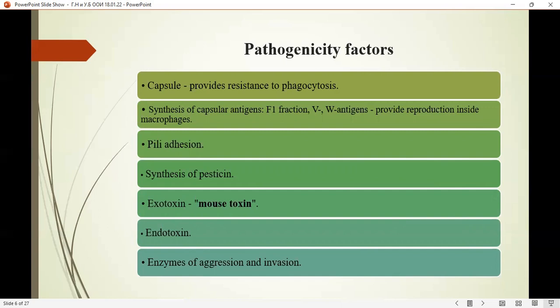activity of macrophages. Significant importance in the pathogenicity of Yersinia pestis has a mouse toxin, which blocks the functions of cellular mitochondria of the liver and heart, and also causes the formation of blood clots. Mouse toxin refers to protein toxins tightly bound to the bacterial cell, the synthesis of which is controlled by a plasmid. A certain role in the virulence of plague bacteria is played by such aggression enzymes as plasma coagulase and fibrinolysin, localized in the outer membrane of the bacterial cell, and endotoxins.